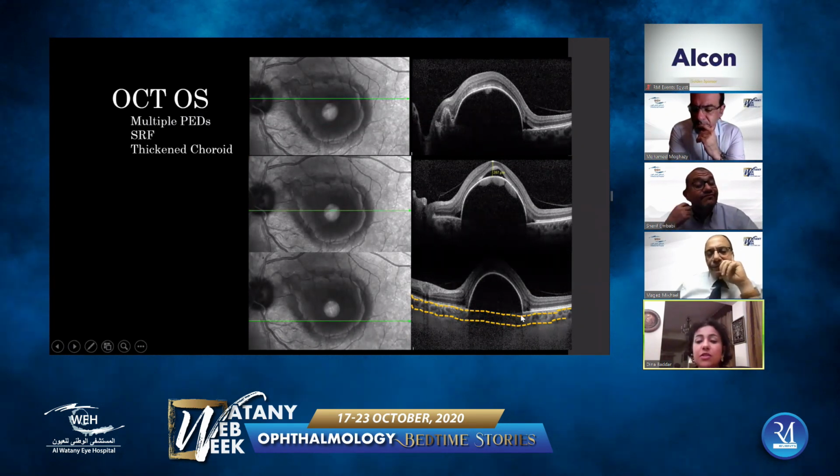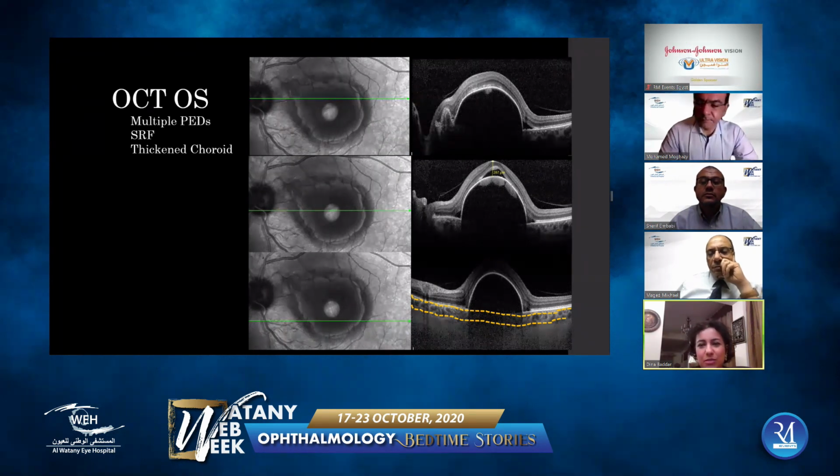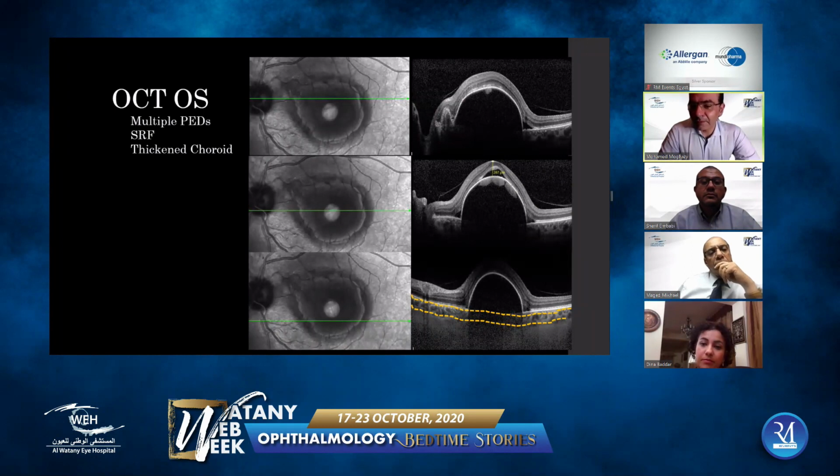Let me tell you this, there is no examination for an AMD patient without looking at the choroid. Please, if you have an OCT machine, just take a look at the choroid. It will tell you pretty much a lot of things you need to know. So this patient had subretinal fluid and a massive pigment epithelial detachment. Dr. Moghazi, how would you proceed?